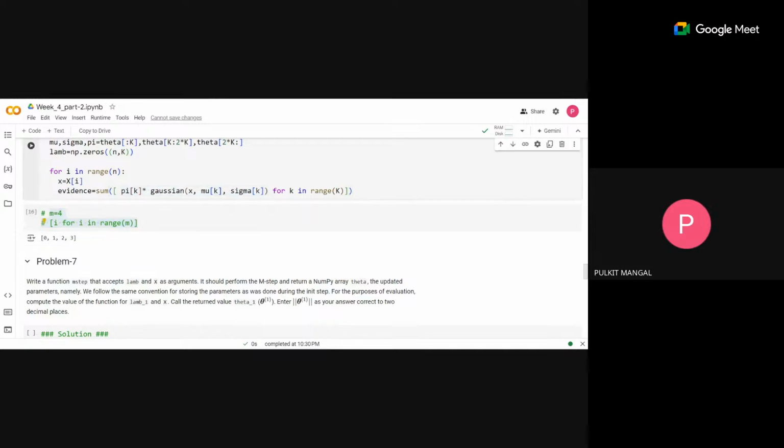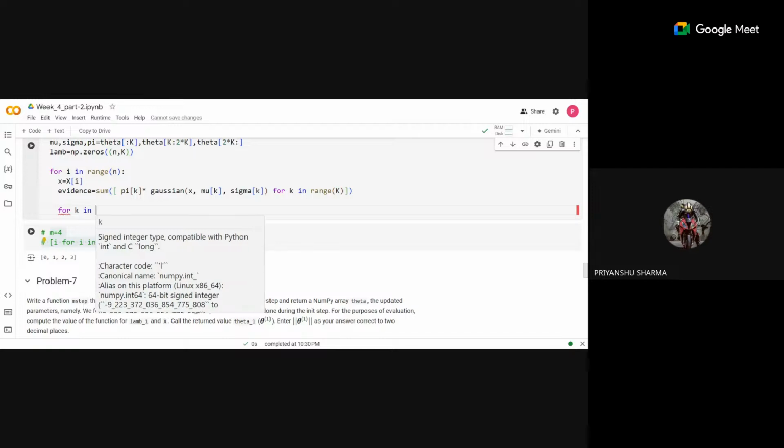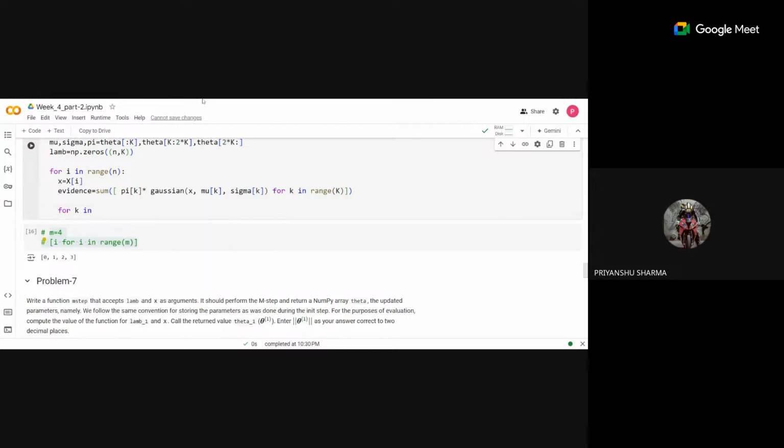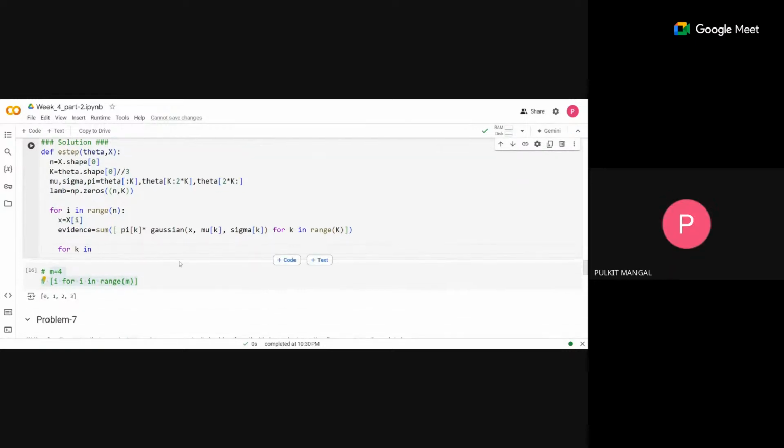Now we will move towards the next part, that is the numerator part. The numerator for this lambda ik is basically the prior part and what we say the likelihood part. That also iterates over k, because for each different k it will be different. So this is for k. The evidence part, we have defined inside this function. Everything would be inside the function.